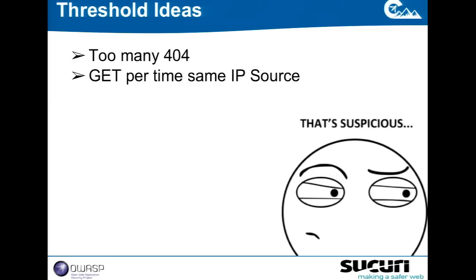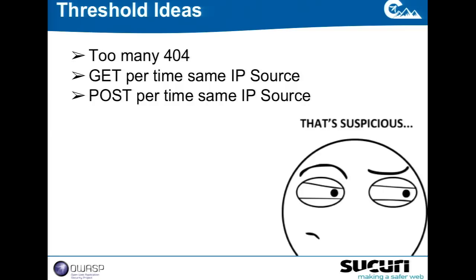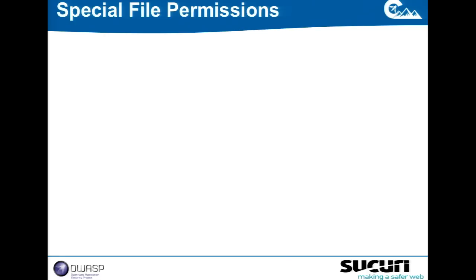Another threshold: GETs per time for the same IP. A regular IP will not send too many GETs. I'm not going to send 50 requests in 3 seconds. That's not common. POST is the same concept. So that's the kind of idea we saw that we could create: we could monitor a bit, get some times and thresholds, and add that. Special file permissions. Do you guys know a command called chattr, change attribute, in Linux?